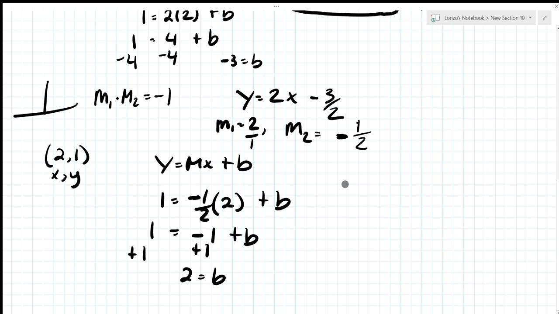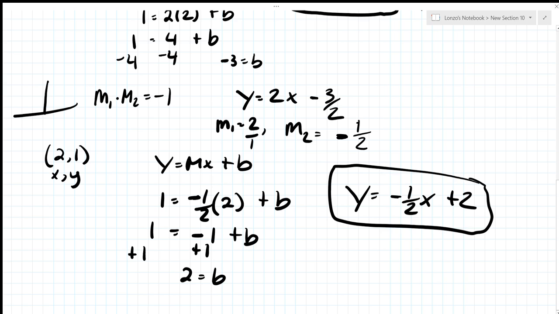Now we have to put it in y equals mx plus b form. What is our slope? Our slope is negative 1/2 x, and then our b is plus 2. So this is part B, and this is when it's perpendicular. If you graph this one, y equals 2x minus 3/2, and then this one, you would see that they are perpendicular. So they would intersect.